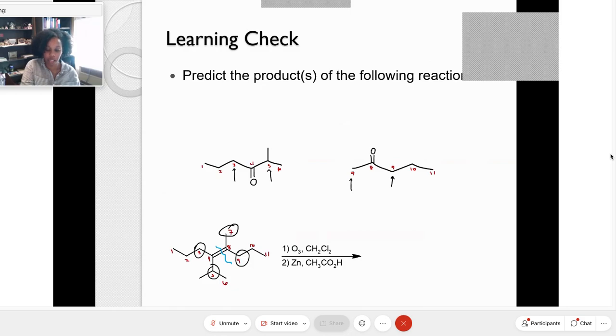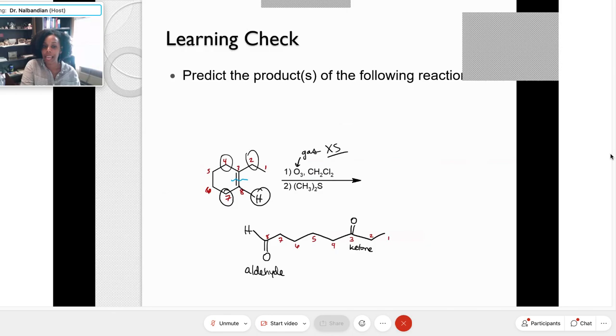Back to what you were saying, Ahmed. Why did I keep pointing out here? What's attached to carbon 4? What's attached to carbon 8? A hydrogen and carbon 7. What's attached to carbon 3 here? Carbon 2 and carbon 4. That's how you know if you get an aldehyde or a ketone. You just keep everything attached.